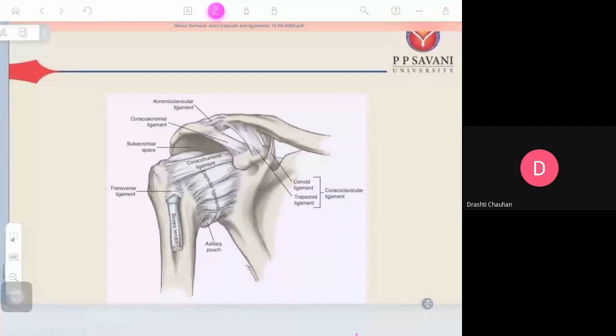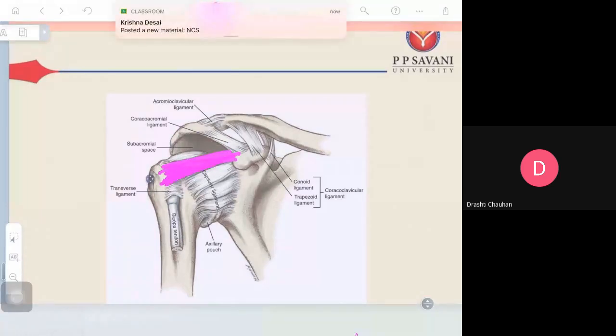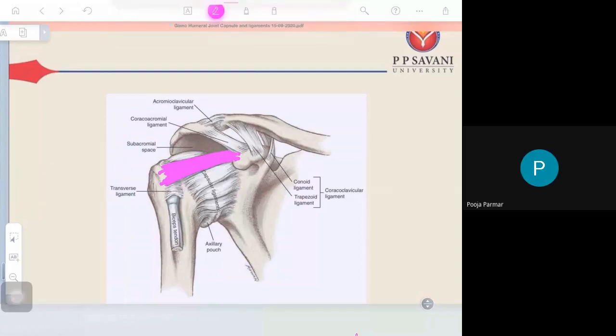Okay, here it is not clear. Only one ligament is given here. So which ligament? From the coracoid process to the, okay. Who can tell? Is this band 1 or 2? First band or second band? First. Yes. And this is the second band. In between these, the biceps tendon comes out. Clear?